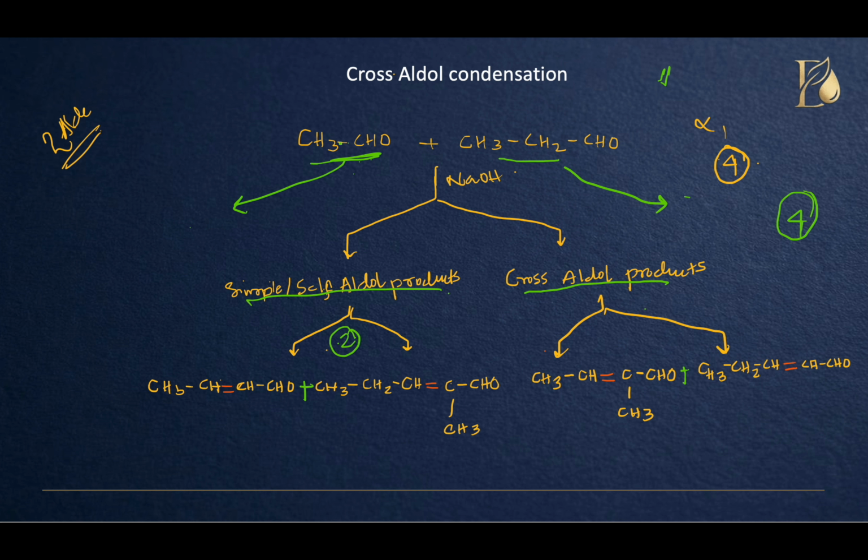Now look at this CH3CHO, which on aldol condensation will produce CH3CH=CHCHO. Now aldol condensation of CH3CH2CHO will produce CH3CH2CH=C(CHO)CH3. For all of these, the mechanism is the same; just the aldehyde or ketone is changing. So that is cross aldol condensation. I hope this concept is clear, so we can wind up here.